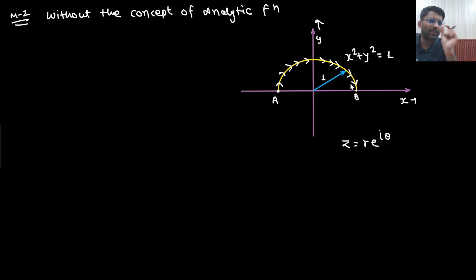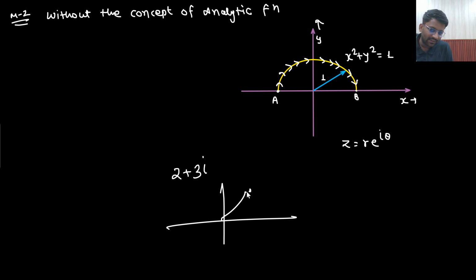On this yellow curve, what is the magnitude of my complex number? Sir, always it is 1, no? If I talk about 2 plus 3 iota, what is the magnitude? Under root 2 square plus 3 square. Here what is the magnitude? r will always be 1.